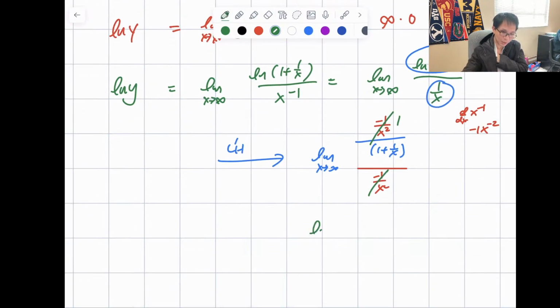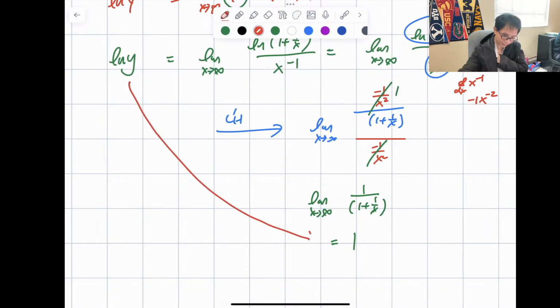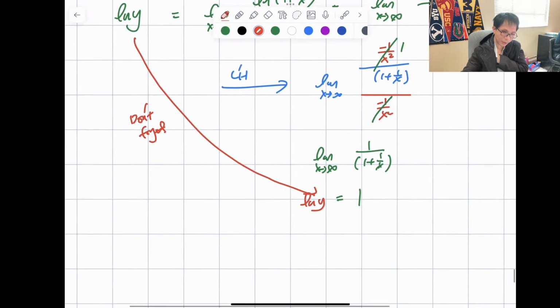And it becomes the limit as x approaches infinity of 1 over 1 plus 1 over x. When x approaches infinity, what will happen? It becomes 0, so it's 1. It becomes 1. But don't forget this: ln of y. Then I can put e to the power of both sides, so they cancel out, y equals e to the 1. And that was the final answer.